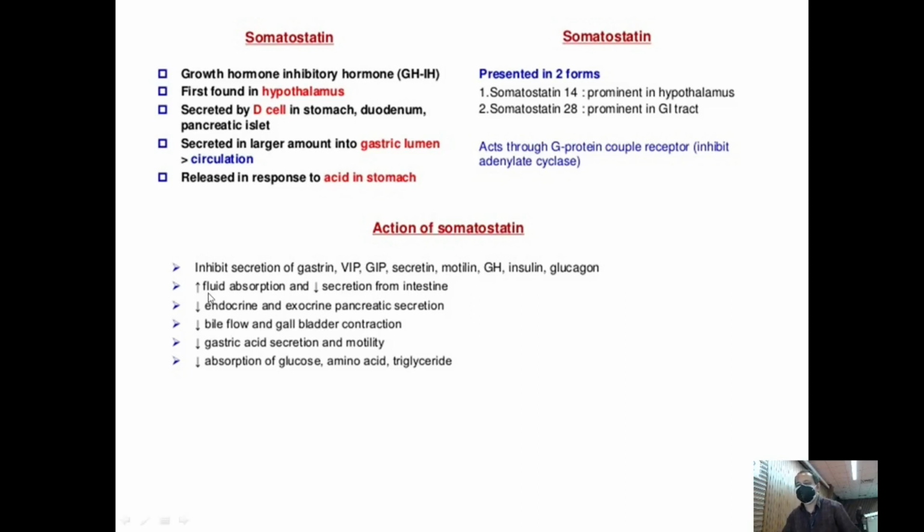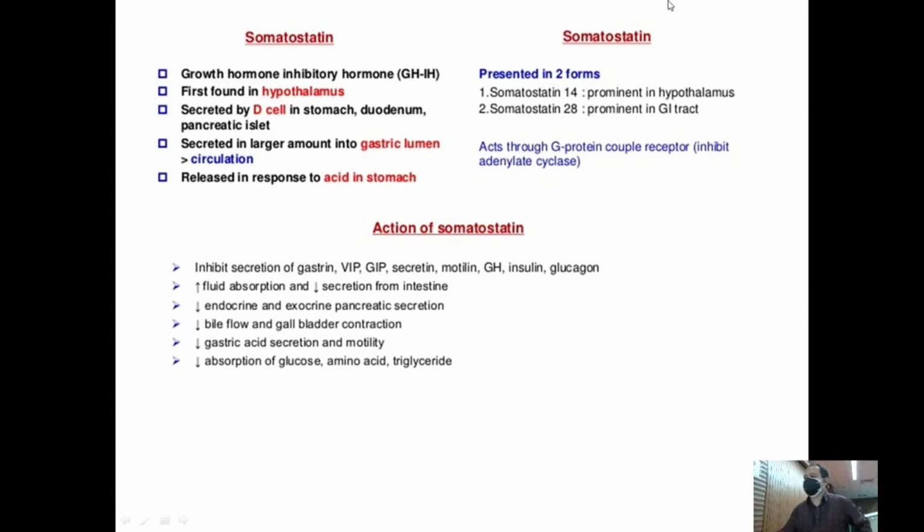Other functions are that it increases fluid absorption and decreases secretion from the intestine, decreases endocrine and exocrine pancreatic secretion, decreases bile flow and gallbladder contraction, decreases gastric acid secretion and motility, and decreases absorption of glucose, amino acid, and triglyceride. It is a major factor of inhibition in almost all aspects, not only the secretion, but even the absorption, the contraction of the gallbladder, and the motility of the gastrointestinal tract. So it plays an important role in inhibiting most of the functions.